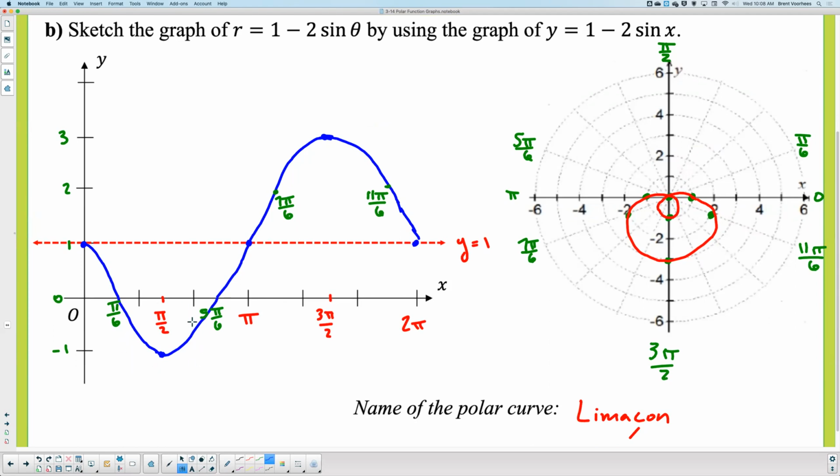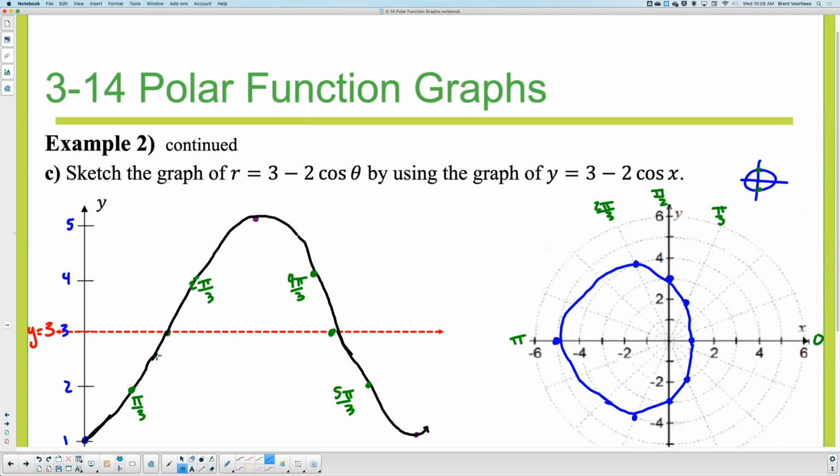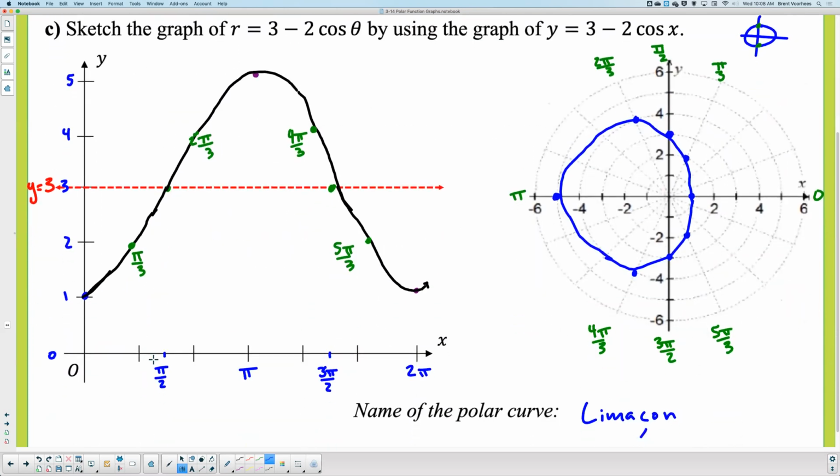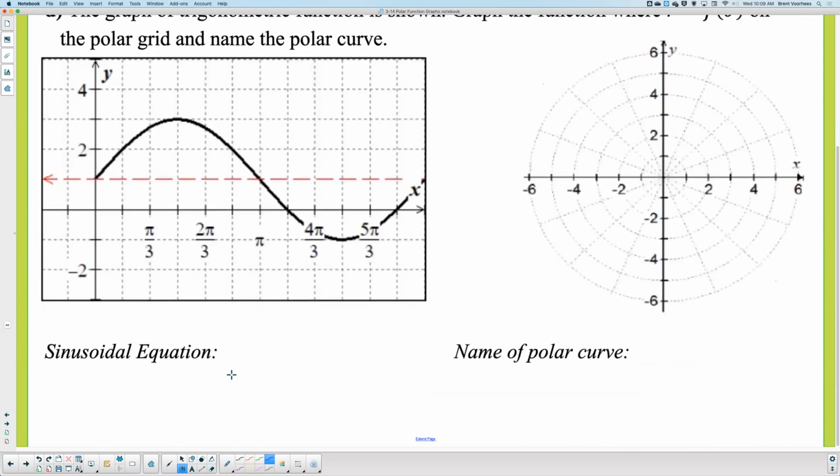The minimum was a negative value. Okay, this one had neither a crack nor an inner loop. Why? Because the minimum, did the minimum ever get to even 0? No. Okay, so when you look at this one, what would you guess you're going to call this one?